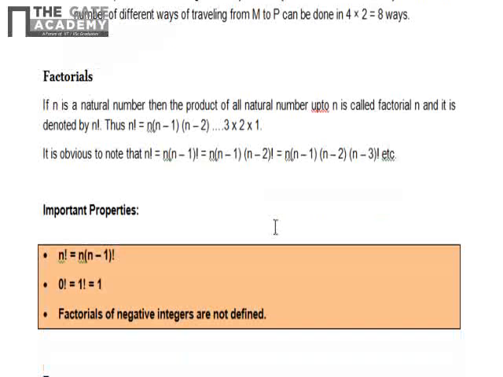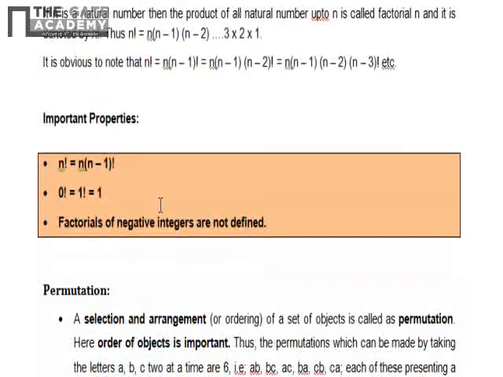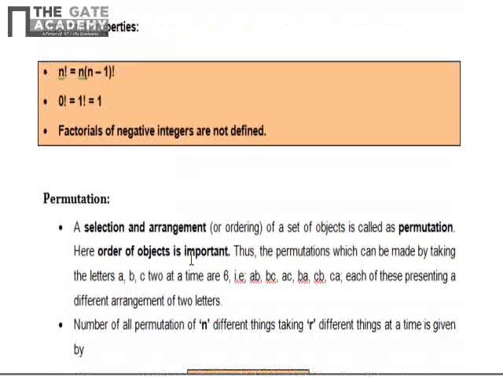These are some important properties, which I have discussed earlier also. 0 factorial is 1, and 1 factorial is also 1. Factorial of negative integers is not defined.